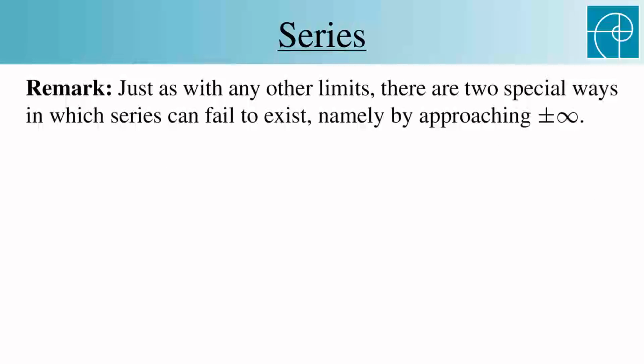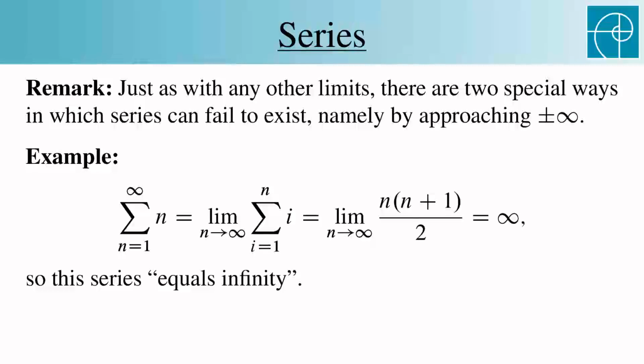One last remark. Just as with any other limits, there are 2 special ways in which series can fail to exist, namely by approaching plus or minus infinity. For example, let's consider the series whose terms are the positive integers in ascending order. Then the limit of the partial sums is the limit of this expression, which diverges to infinity. So this series equals infinity. Strictly speaking, it diverges.